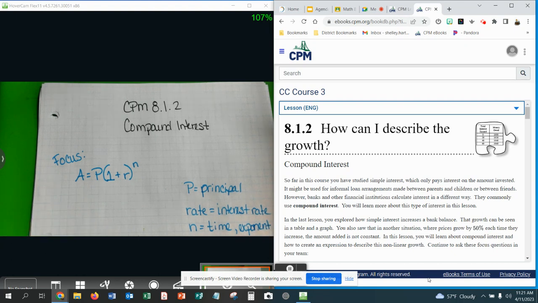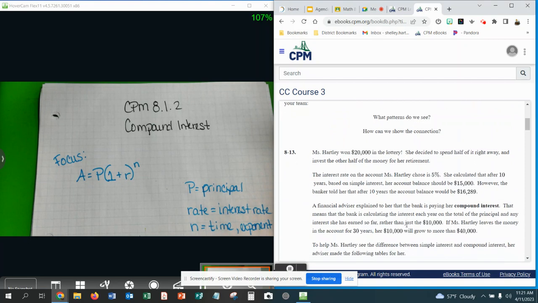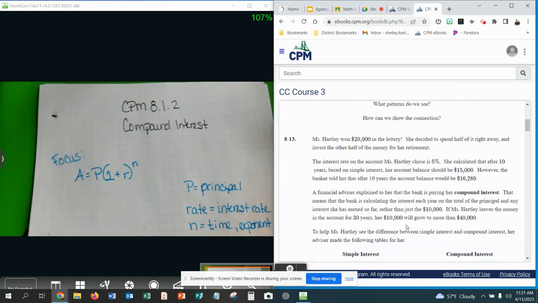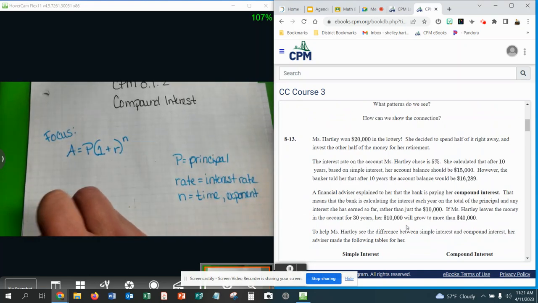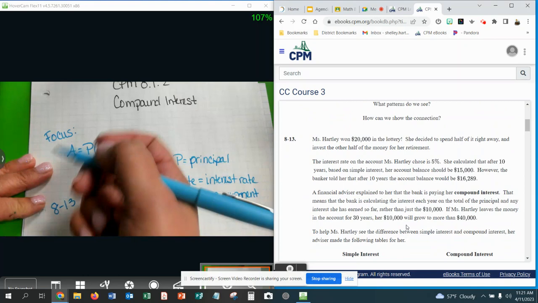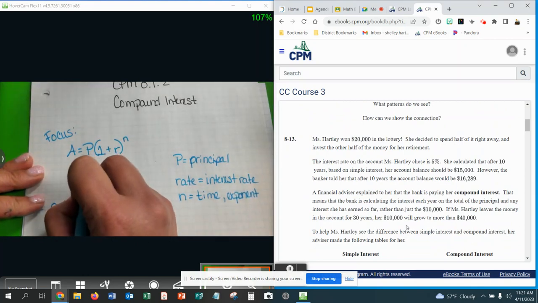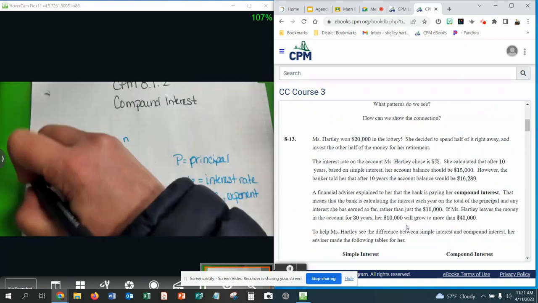All right, great. So when focusing on this, we've got Miss Hartley on 8.1.3. Also, I want to remind you of the simple interest formula, which is I equals principal times rate times time. And this is for simple interest.